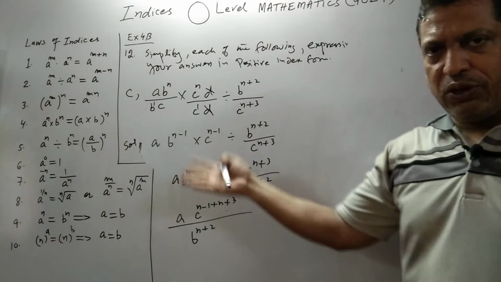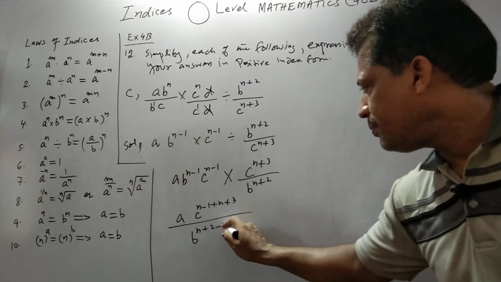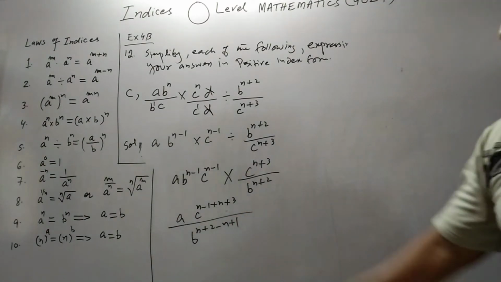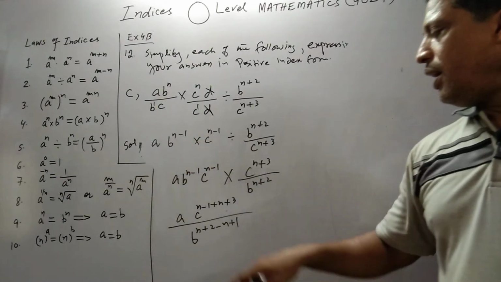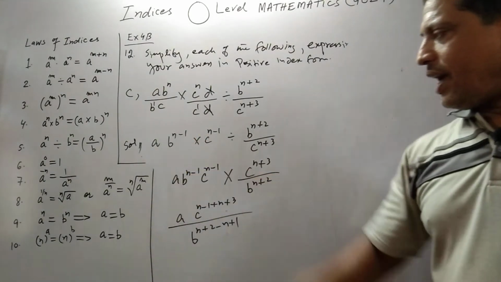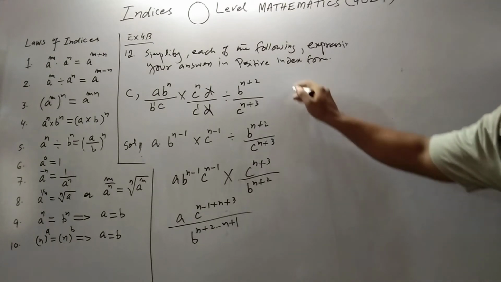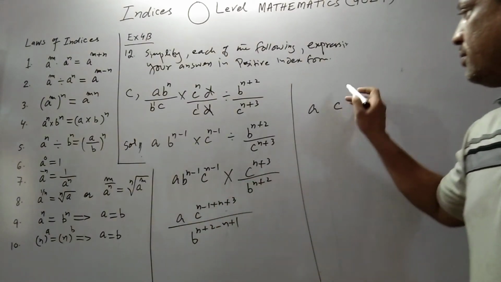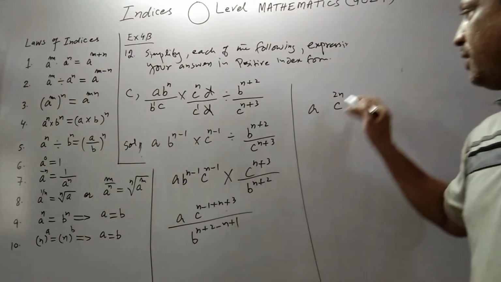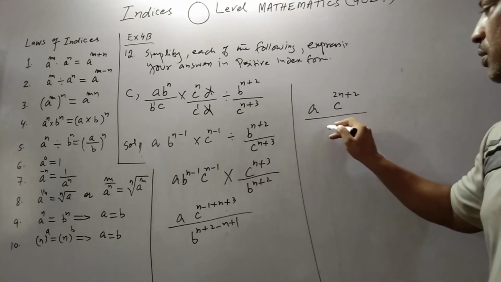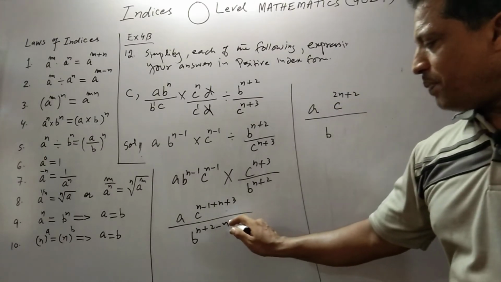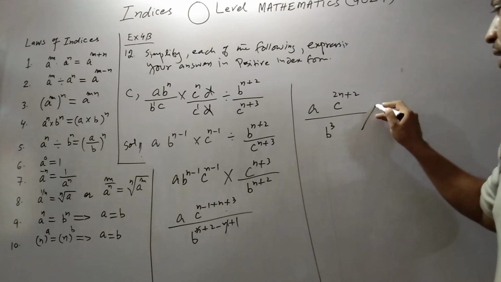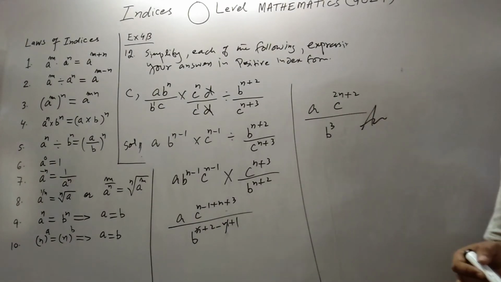Move this n minus 1 to the denominator side, it will become minus n and plus 1 because this is plus n. So after moving it becomes minus n, and this minus 1 after moving becomes plus 1. So a c to the power n plus n is 2n, 3 minus 1 is 2, upon b to the power. This minus n cancels by this plus n. So 2 plus 1 is 3. This is our answer because the requirement has been fulfilled.